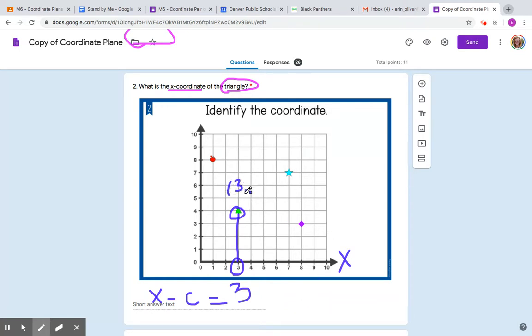Now, some of you guys did the proper way of labeling this point, and you guys called it 3, 4. That is also correct, because that is the actual coordinate. It's 3 on the x-axis and 4 on my y-axis. 3 over, 4 up. However, in this instance, we're just looking at that x-axis. If you had just put 3, that's totally fine. If you had put 3, 4, that's also fine.